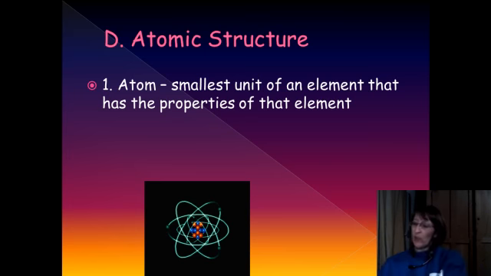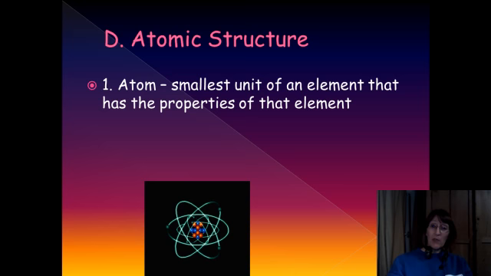Alright, find capital letter D on your notes. It should be on the first page. And capital letter D, again, we're talking about atomic structure. You guys know a lot of this stuff already, or you should. You know that the atom is the smallest unit of an element that has the properties of that element. So when we say what's the smallest piece that you can get to, it's an atom.